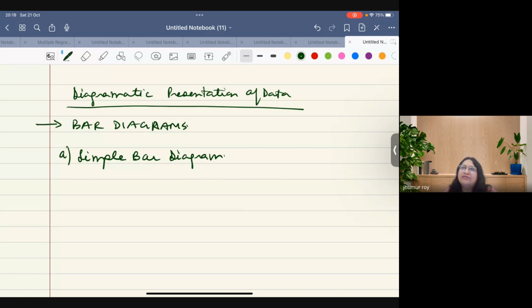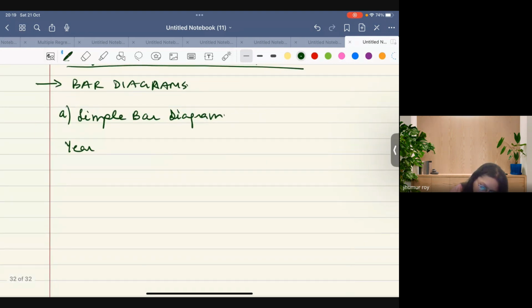So you might have a table which tells you year and population. You might have a table which tells you name of the state and population. So depending on what table you have, I'm just drawing one simple bar diagram to make you understand how it will be drawn. So suppose we've got year and we've got population. You can take anything. Sales.